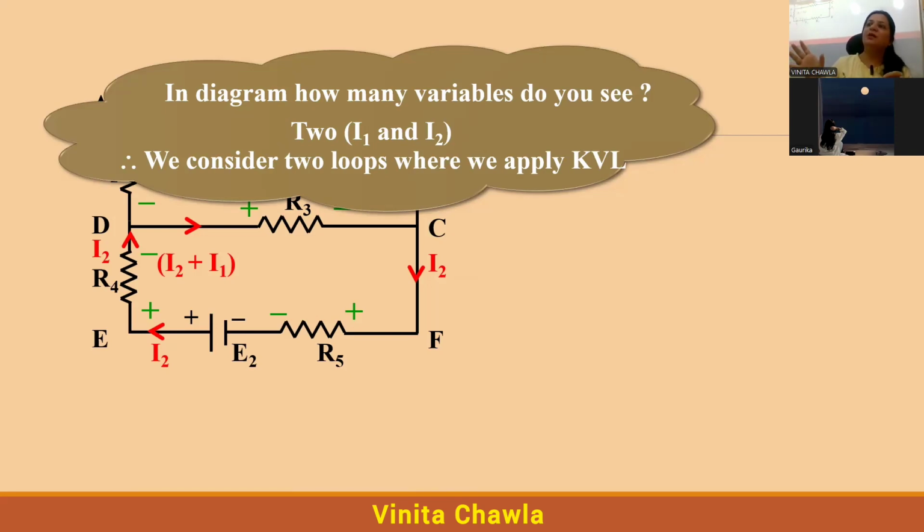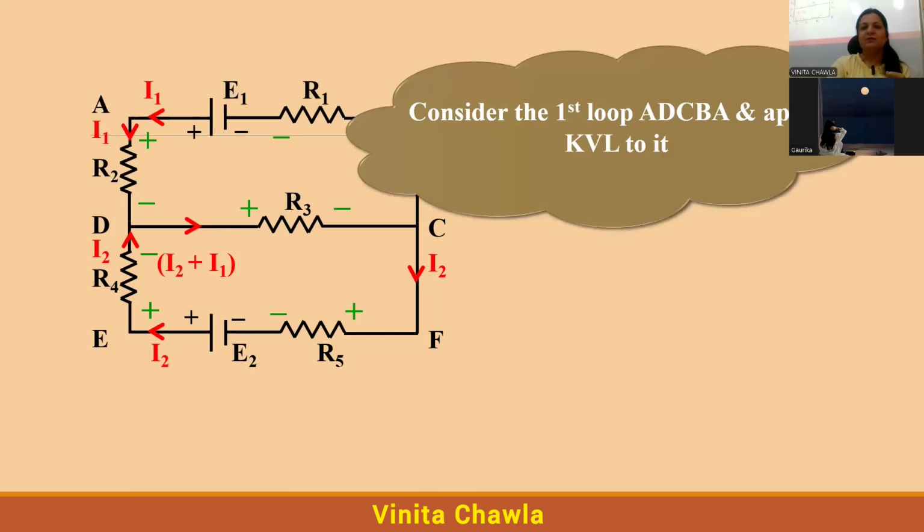You know how to solve linear equations in two variables, three variables, right? If we want to solve for two variables x and y, we need two equations, and in x, y, z we need three equations. It goes in the same way. So consider the first loop ADCBA, the above one, the upper loop.